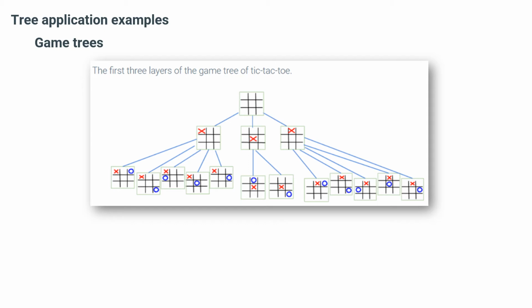So now we'll talk about some real-world examples where we might be able to use this concept of tree. So first of all, there's game trees. So this picture here represents the first 3 layers of the game tree of tic-tac-toe.